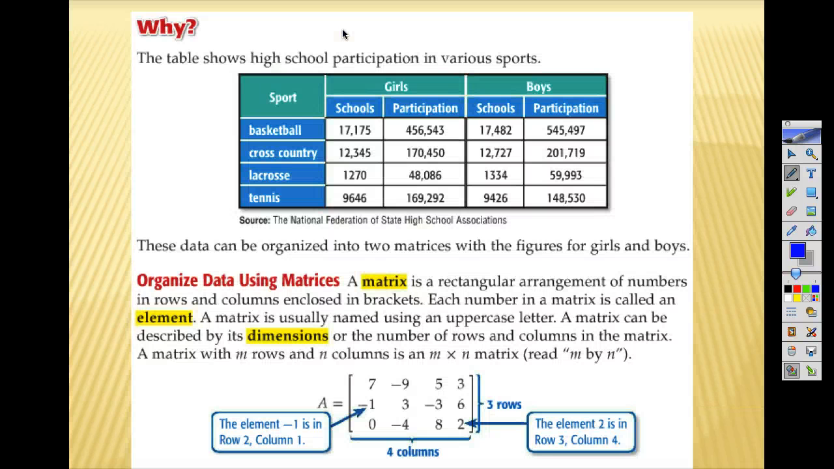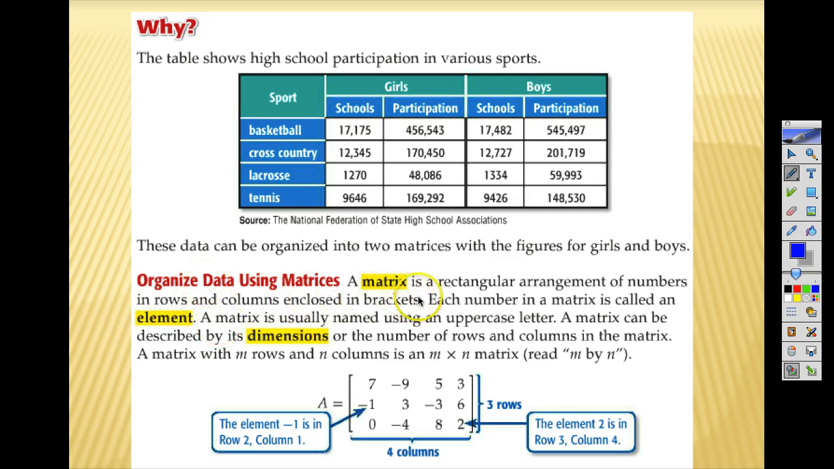So why are we doing this? Here is a table that shows high school participation in various sports. As you can see, there are different kinds of data depending on what kind of sport it is, if you're a girl or a boy, how much the schools participate, and the participation. So these data can be organized into two matrices with the figures for boys and girls. A matrix is just a matter of organizing your data, your numbers, in a nice little box. Okay, so organize data using matrices.